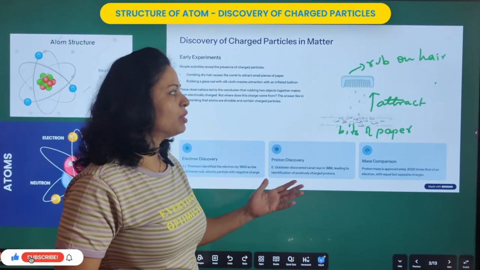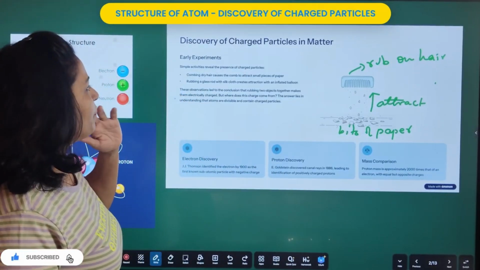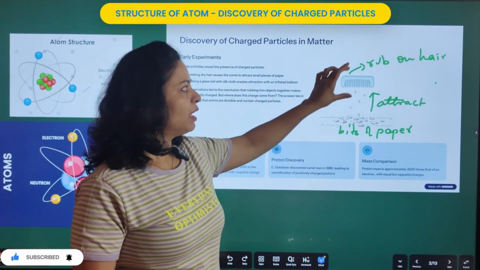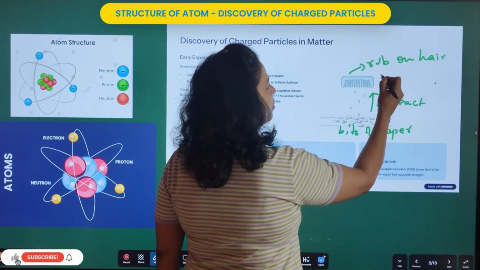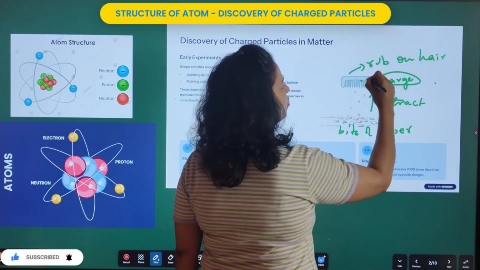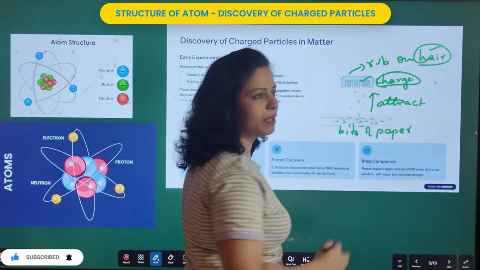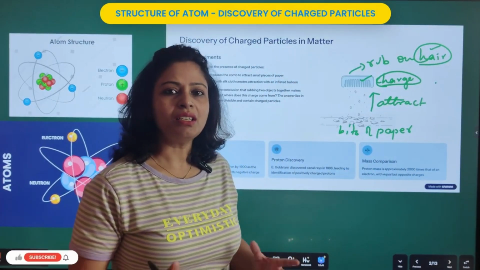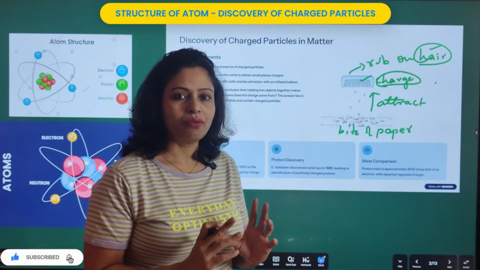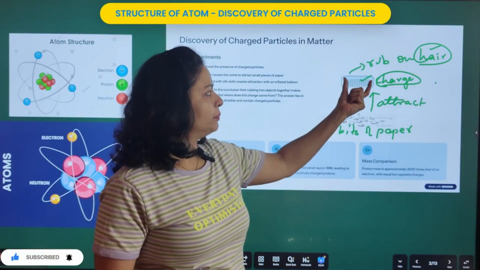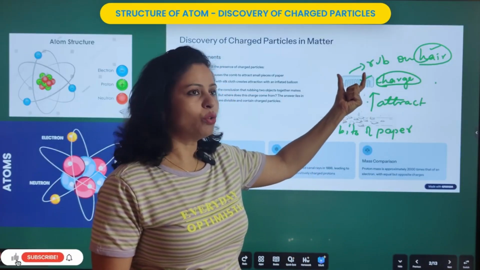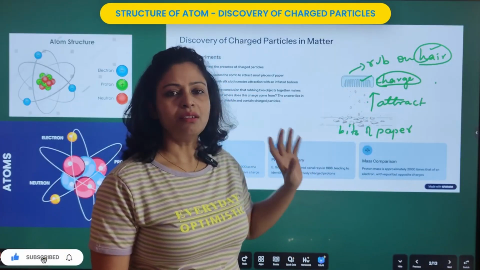The conclusion of this experiment is that rubbing the comb with the hair produces some charge on the comb as well as on the hair. That means it results in development of some charges on the two objects which we rubbed, the comb and the hair. Because of that charge on the comb, it started attracting the paper.